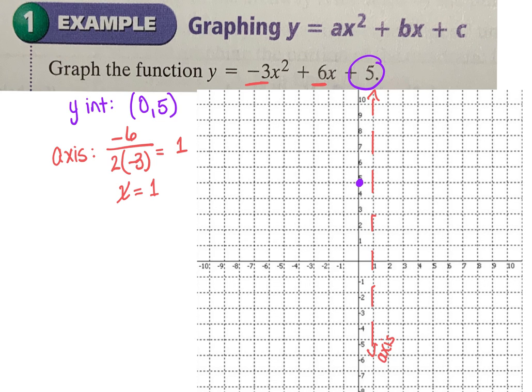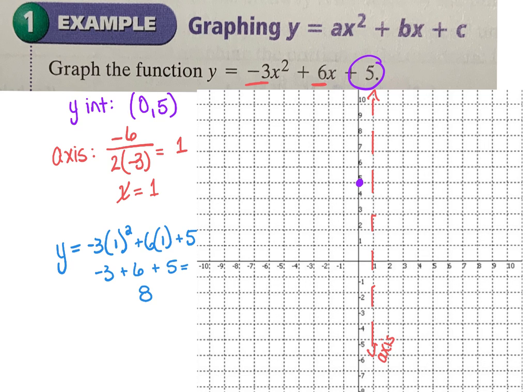And then I'm going to take that 1 and plug it back into my function. So I'm going to say y equals -3 times 1 squared, plus 6 times 1, plus 5. All right? That's what I'm going to do to find the other point that I need. So 1 squared is easy. That's just 1 times -3. Plus 6 times 1. We're just doing order of operations. That's 6. Plus 5. So I have -3 plus 6 plus 5. That gives me 8. All right?